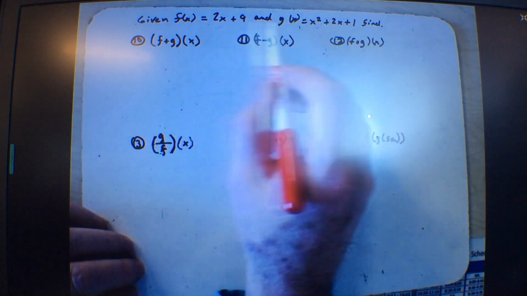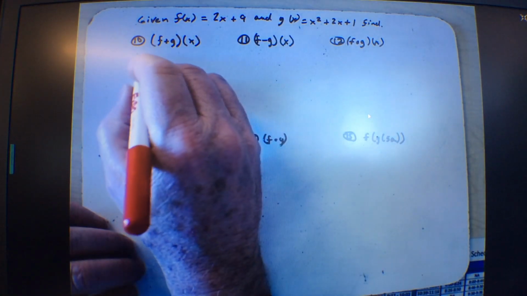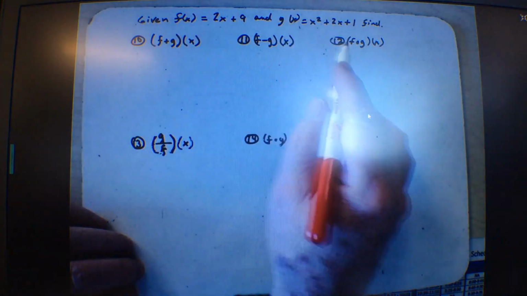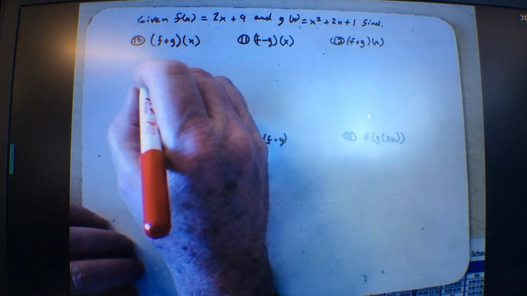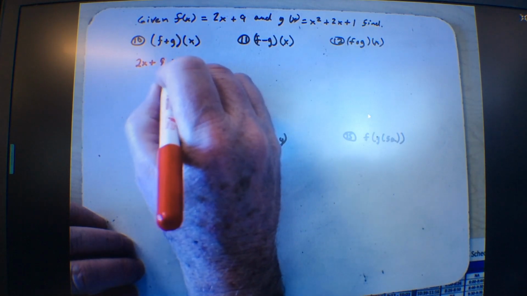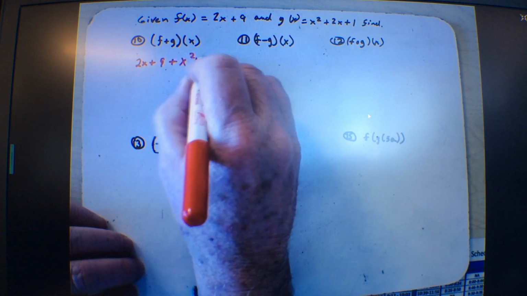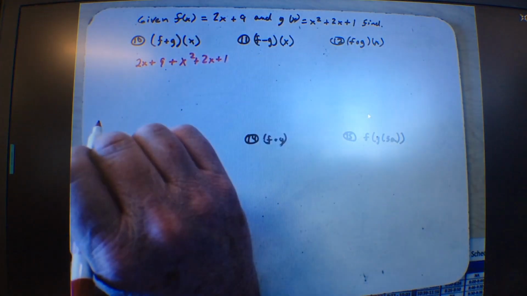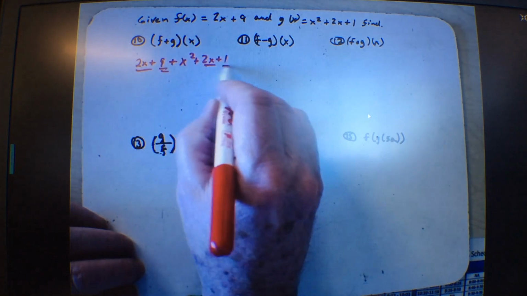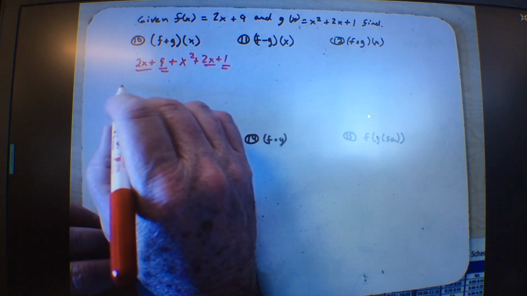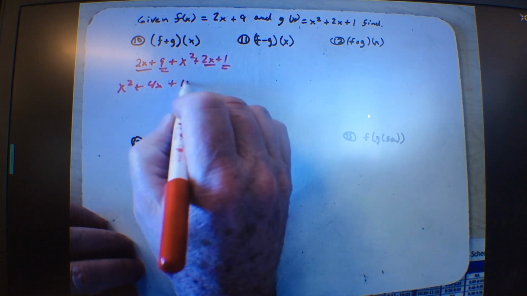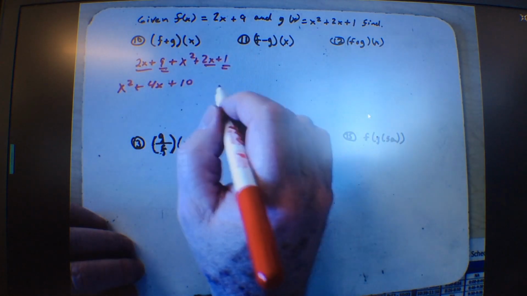All right, so we're going to add the 2, right? On the test, there's 3 of them, but just for time's sake, I just wanted to do 2. So we're going to take 2x plus 9, which is f, plus g, which is x squared plus 2x plus 1, correct? Like terms with like terms. So my answer is x squared plus 4x plus 10. Is that correct? Yes. And I leave it like that.